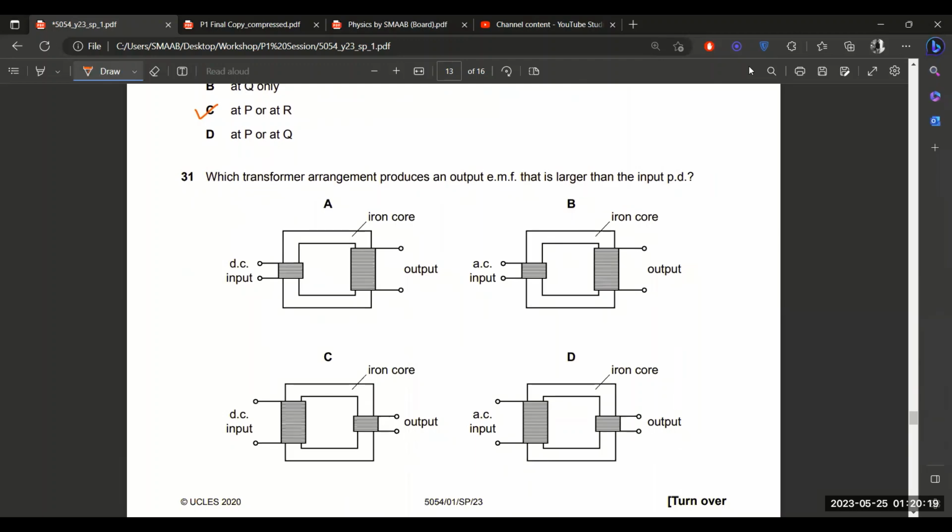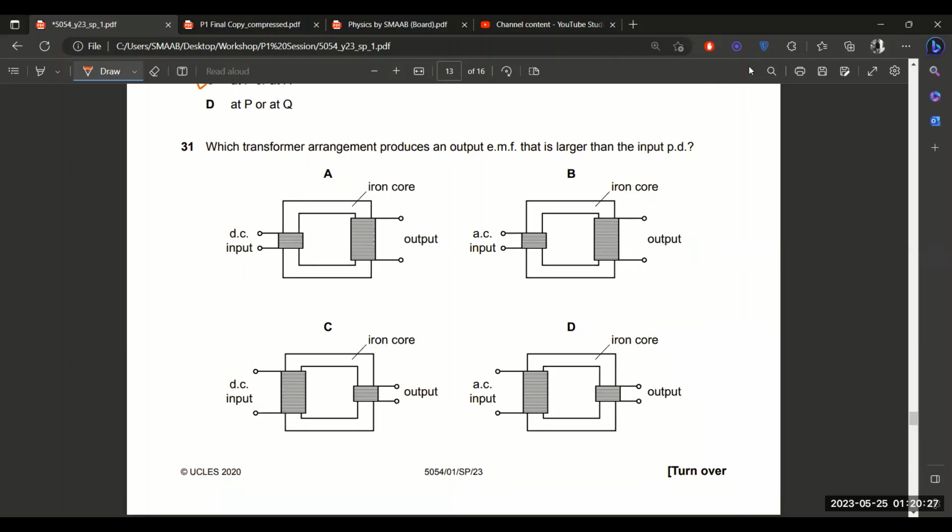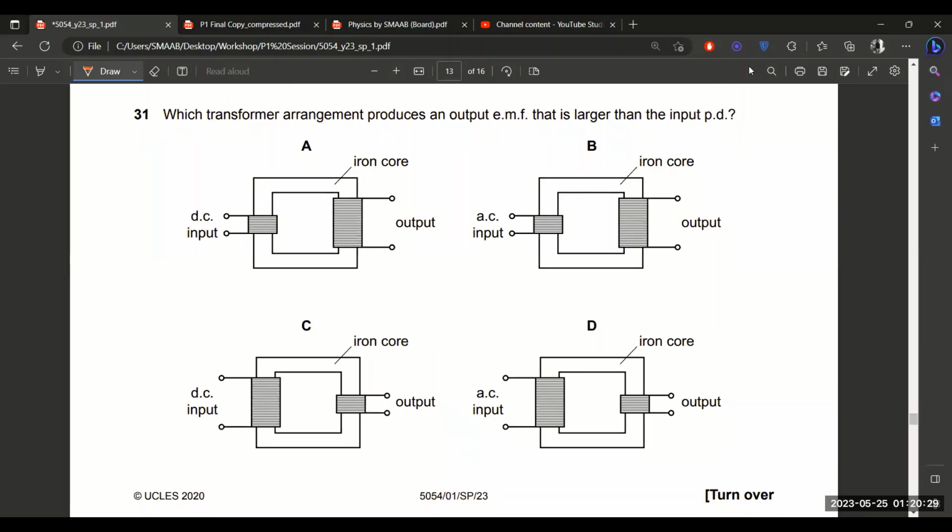Moving towards question number 31. In question number 31, which transformer arrangement produces an output EMF that is larger than the input potential difference? Basically, we need to find the greater value of output EMF. Our main concern is to find the greater value of output EMF that is larger than the input potential difference.